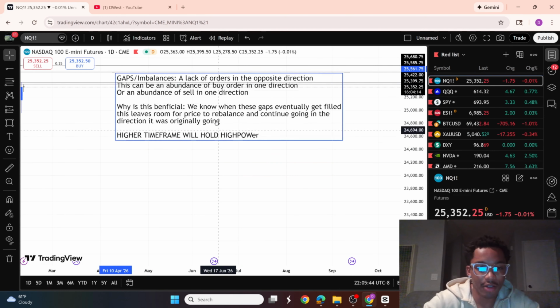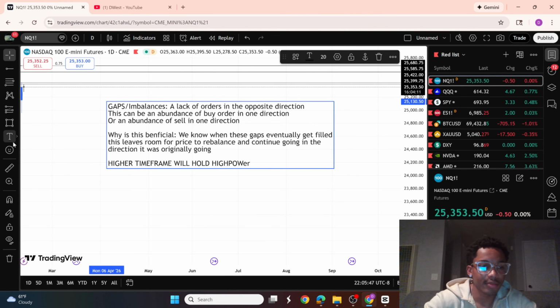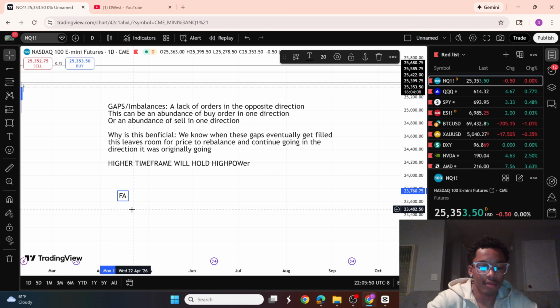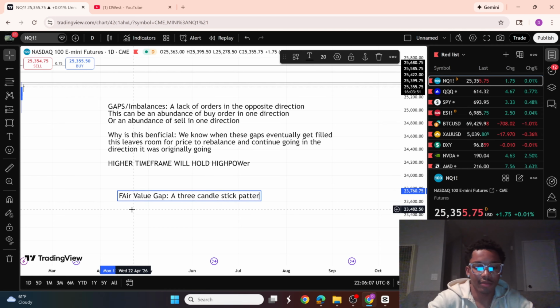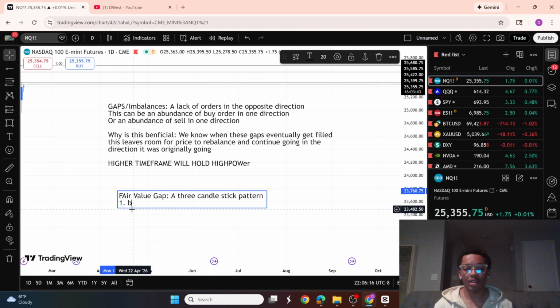Now, a fair value gap. Let's get into this. There's multiple types of gaps, and we will get into how to chart them next video. So, a fair value gap is a 3 candlestick pattern, right? There's a bullish and there's a bearish fair value gap, right? So, typically in a bullish fair value gap, you see a bunch of buy orders and you'll literally see a gap, okay? So, bullish fair value gap.